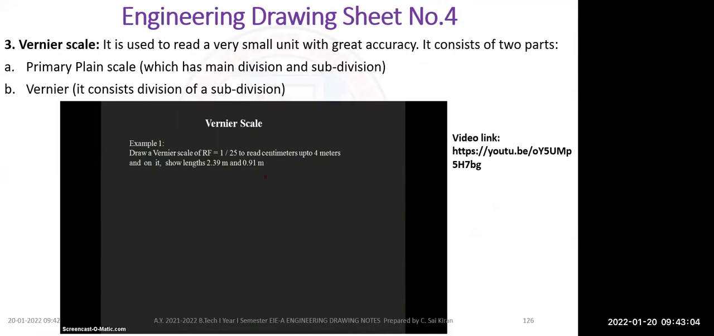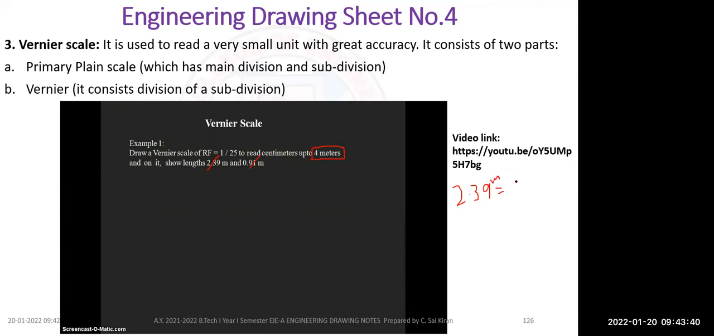In this video, they are saying that the RF is 1 is to 25, and the maximum length of the Vernier scale is 4 meters. From the 4 meters, you have to measure 2.39 meters and 0.91 meters. Can anyone tell me, for 2.39, if I use the 11th table, the backward Vernier, what is the value? How can I divide 2.39 meters?